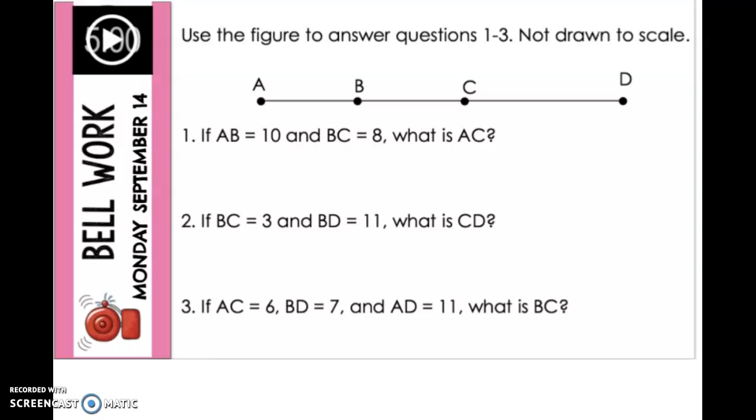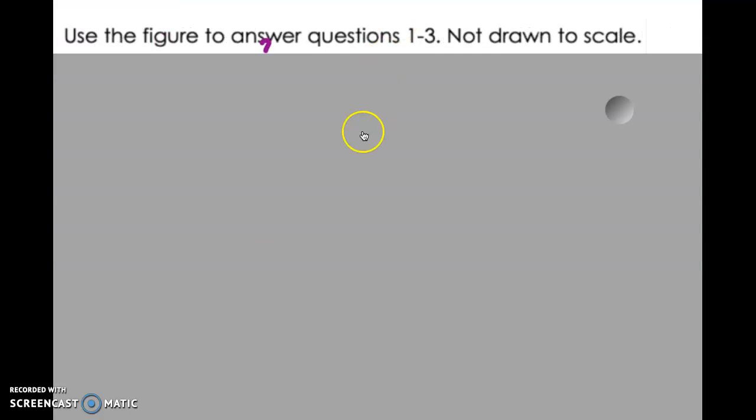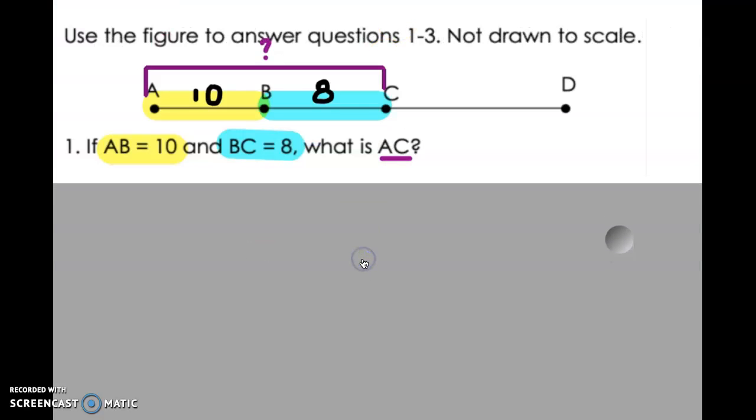So we are trying to find the length of segment AC. How many units long is it? The first thing we need to do is take the information we're given and mark that information onto our picture. So it tells us that AB equals 10. So you can see here I have segment AB. I highlighted it in yellow and I put a little 10 by it because we know this segment is 10 units long. The problem also tells us that segment BC, which I have highlighted in blue, is equal to 8 units. So if you see there, I put an 8 on segment BC.